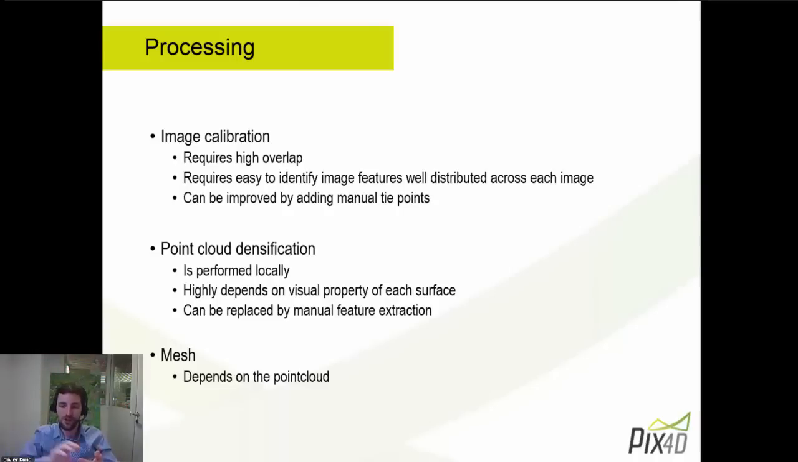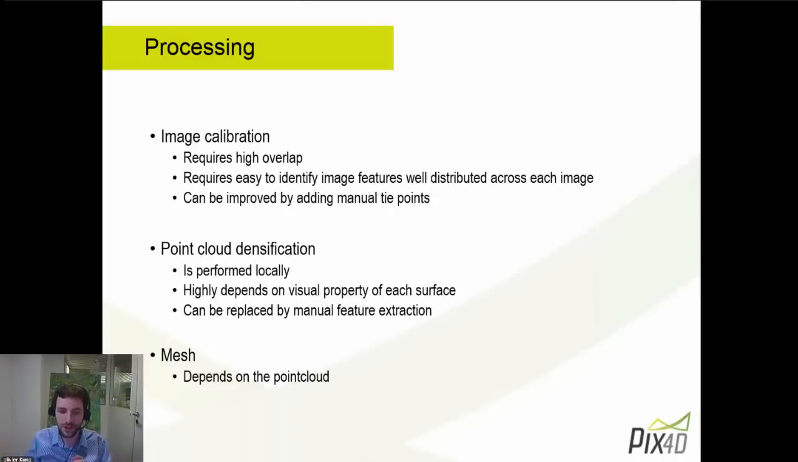However, what's also needed is to have many features in the image that are easy to identify and that are well spread and well distributed across each image. This can be improved if you add manual tie points, and I will show as a tip how to improve the indoor mapping results: if the issue comes from the calibration, you can improve it by adding manual tie points.